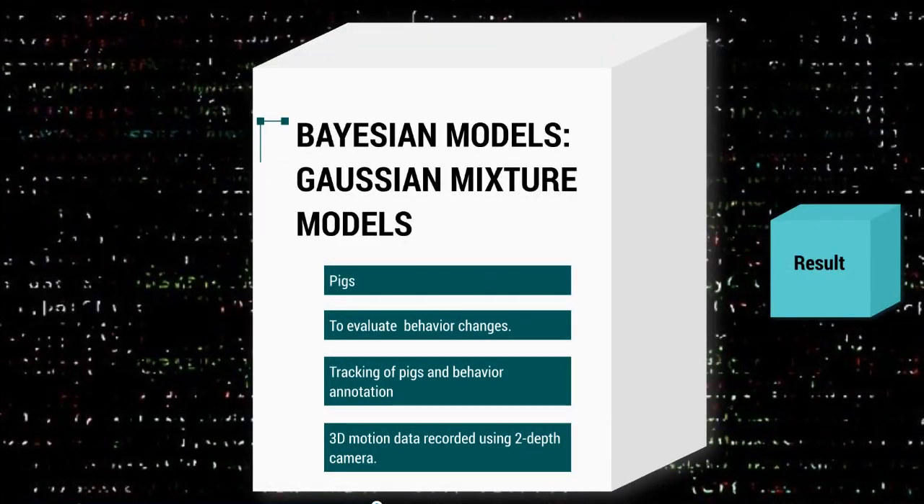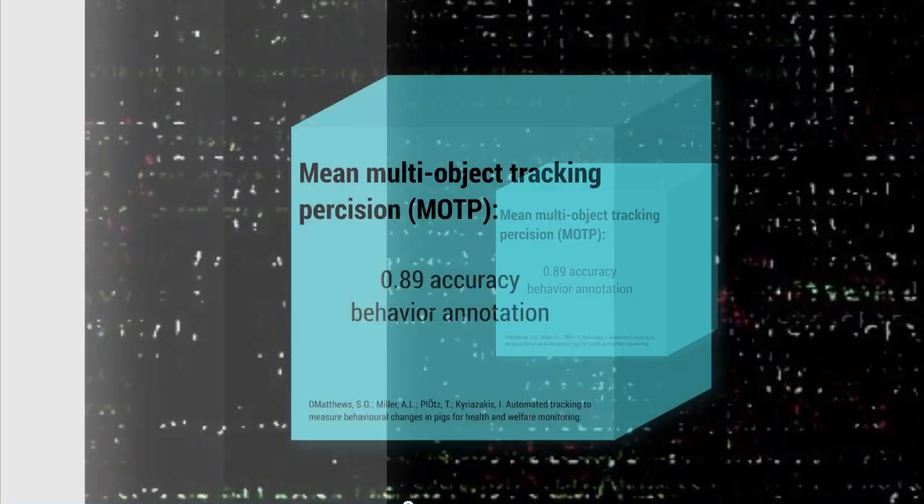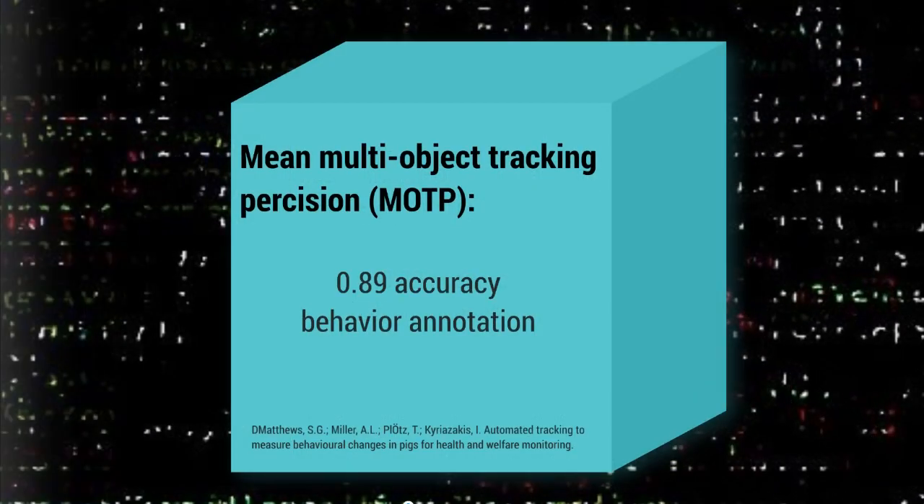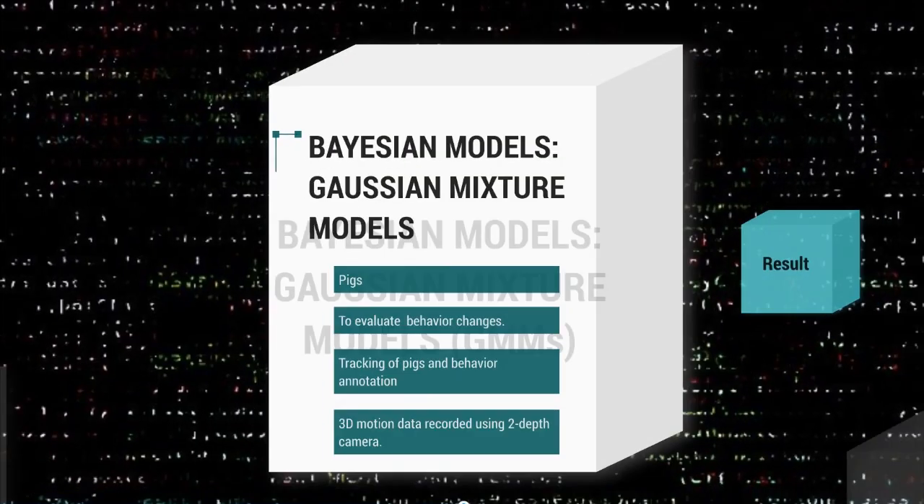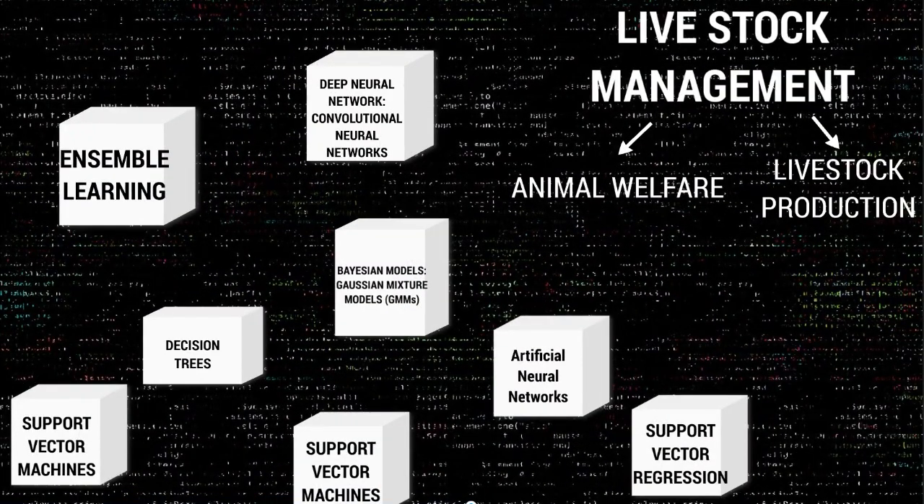To track and evaluate the behavioral changes in pigs, a Bayesian Gaussian mixture model is being used in this study. The 3D motion data is recorded using a 2D and depth camera. The mean multi-object tracking precision reached up to 0.89 for behavior annotation. Now, I'll proceed to the livestock production part.